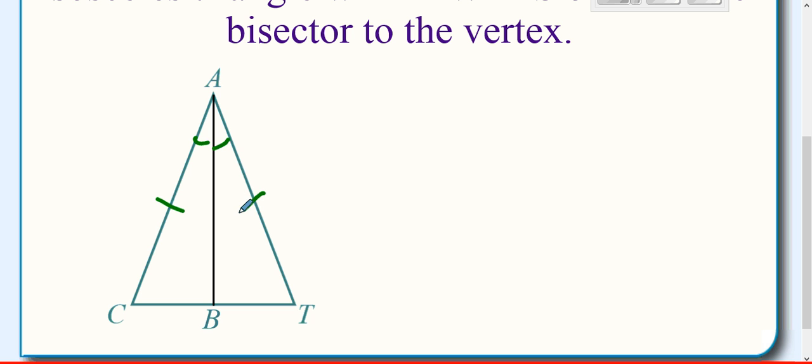So we know those sides are congruent, but it also makes the base angles congruent and the vertex angles congruent. Because it's the reflection over that perpendicular bisector. Everything matches up.